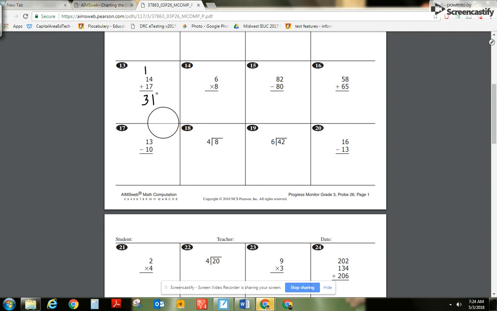You can also do it by the tens place, so that would be 20, and then 4 plus 7 is 11, and we can add those together. 6 times 8 is 48. That little rhyme helps me remember.